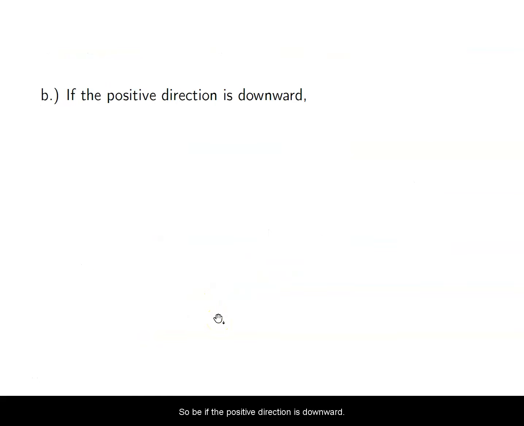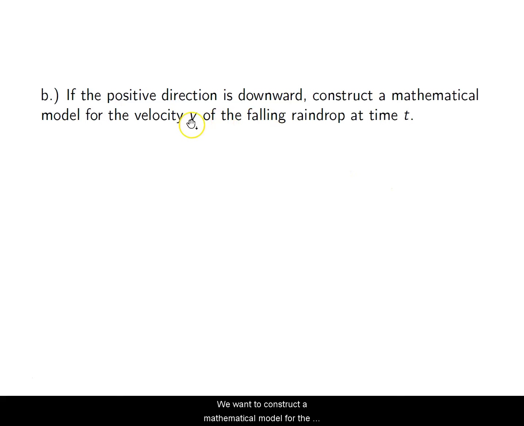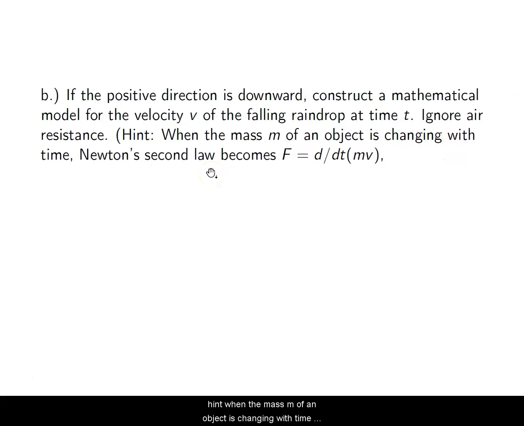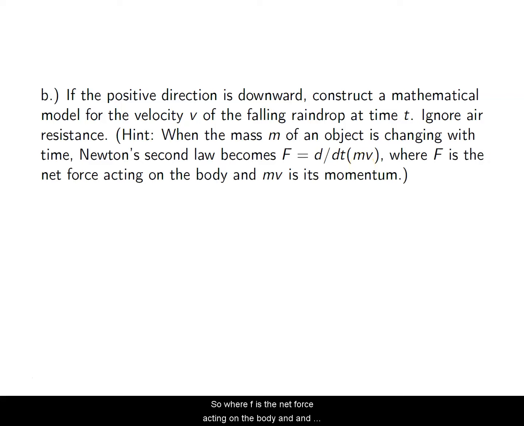So part B, if the positive direction is downward, we want to construct a mathematical model for the velocity v of the following raindrop at time t. Here we're going to ignore air resistance. Hint: when the mass m of an object is changing with time, Newton's second law becomes F is the derivative of mv, mass times the velocity, where F is the net force acting on the body and mv is its momentum.